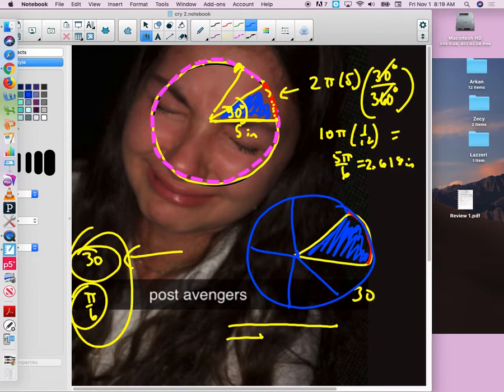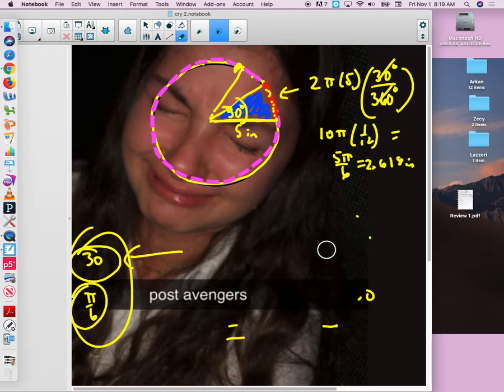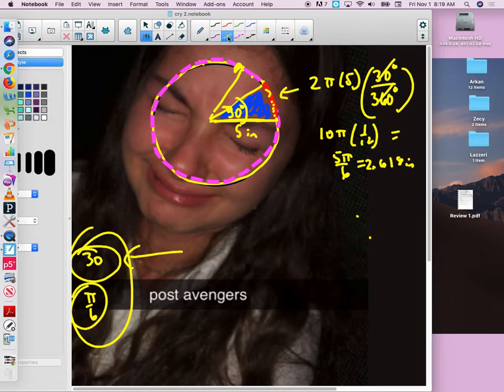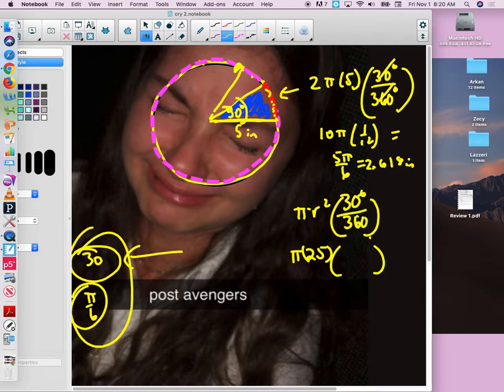So anyway, now let's find the area of the sector. We go back to what I think Nicole said. It's a portion of the whole area of the circle. So pi r squared. And then my radius is 5, so 25 times pi. And then we had 30 out of 360, which was 1/12. So I'm getting 25 pi over 12.